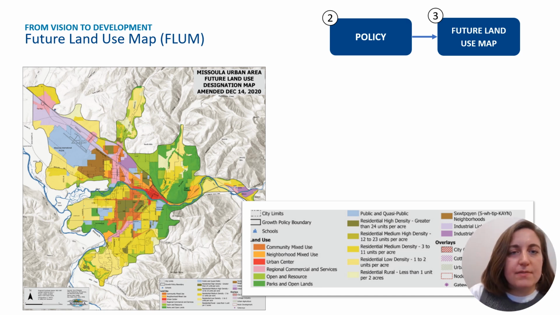The future land use map assigns what we call land use designations to areas of the city based on the vision expressed in the growth policy. The land use designations in the future land use map may be different than what is on the ground today, based on our vision for specific areas. It is the non-regulatory policy that sets up how zoning and development codes should regulate different areas.